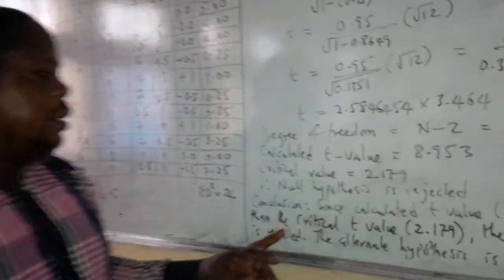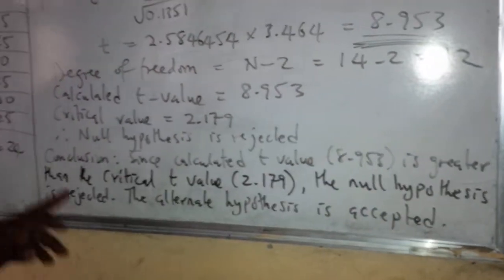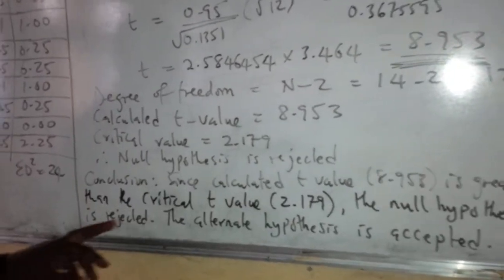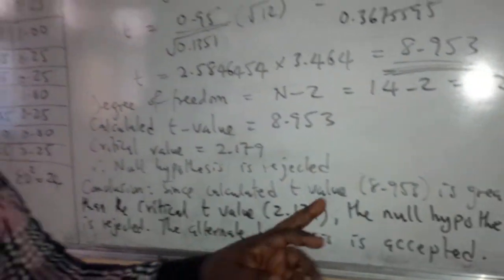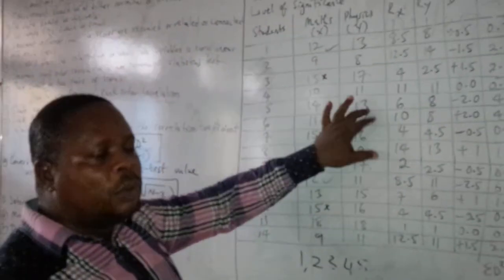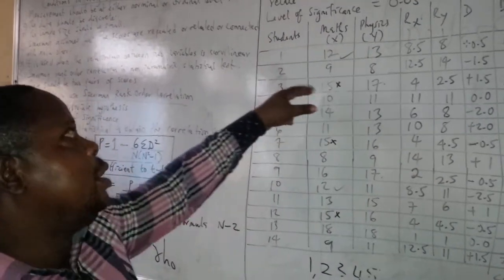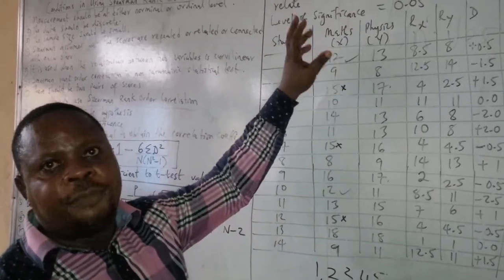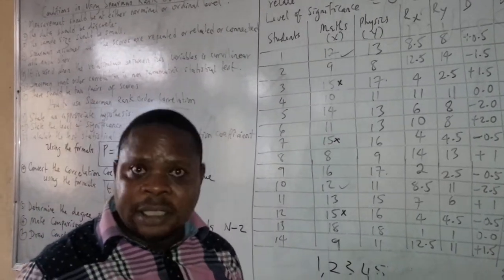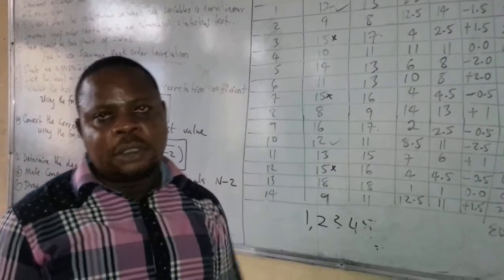And so the conclusion here is that since calculated t-value 8.953 is greater than the critical t-value 2.179, the null hypothesis is rejected, the alternate hypothesis is accepted. Now, what does that mean in relation to the correlation between math and physics? It's only showing that the relationship between the mathematics course and physics course are statistically significant. And that is what this calculation is saying.